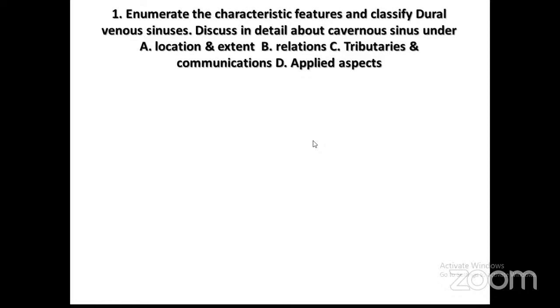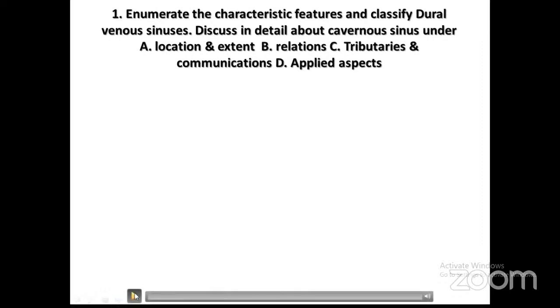So how can the question be asked in the university examination? It can be like: enumerate the characteristic features of the dural venous sinuses and classify dural venous sinuses. Discuss in detail about the cavernous sinus, its location, extent, relations, tributaries and communications, which are a very important part because they act as routes of spread of infection along with the upper aspects, which we have already discussed.